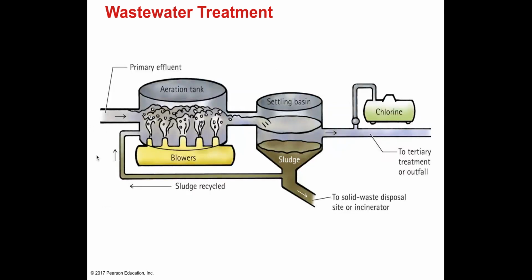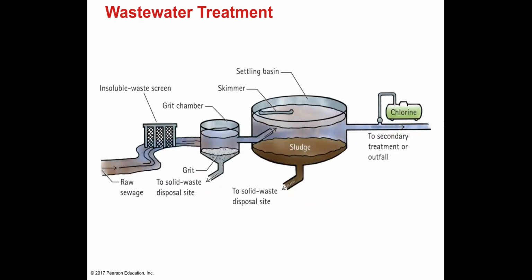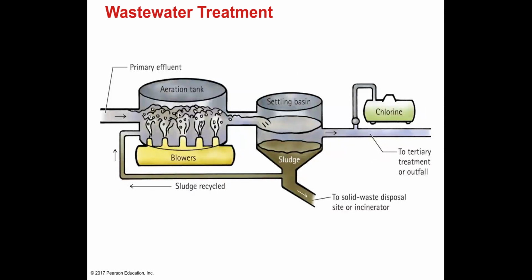So now the next thing is that the water goes to an aeration tank. Okay, so there are blowers right here that are going to make sure that air is being bubbled through the water, and then the water moves again to a settling basin. Okay, so this is a different treatment from this one right here. So this is another example, whereby water goes through an aeration tank, air is bubbled, and then it goes to a settling basin.